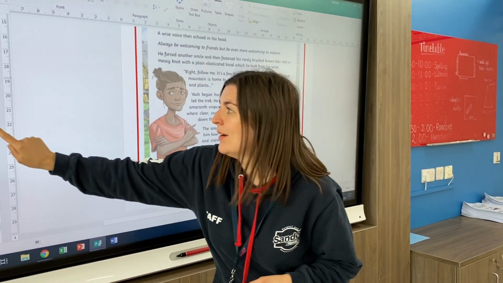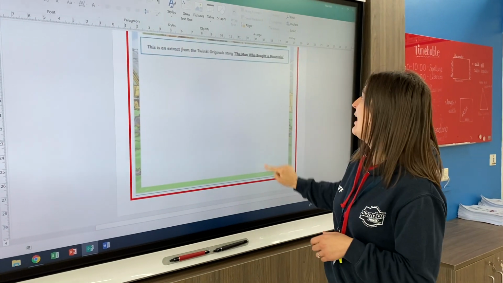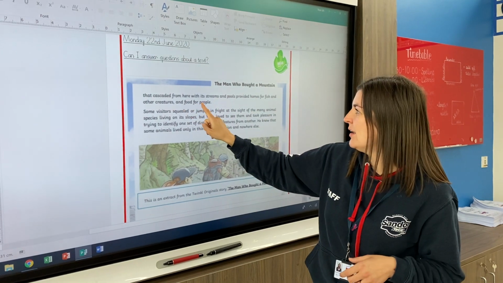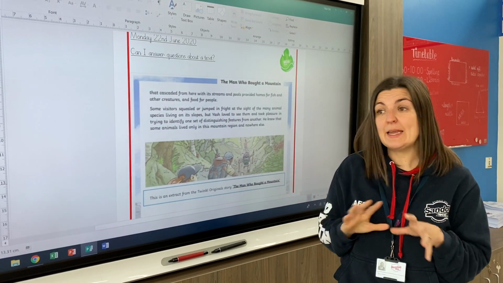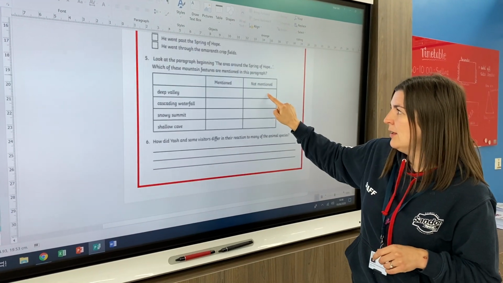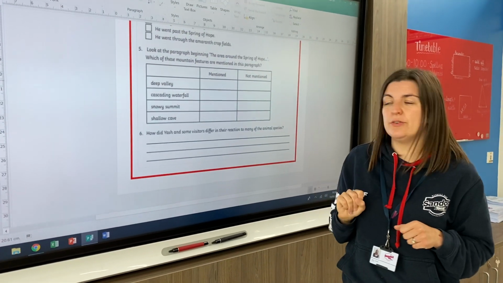Now, it's not there. And remember, I said it does go on to the next page. It just finishes here. That's not mentioned. I can't see any mention of Deep Valley. So I would tick not mentioned, because there's no mention of Deep Valley.